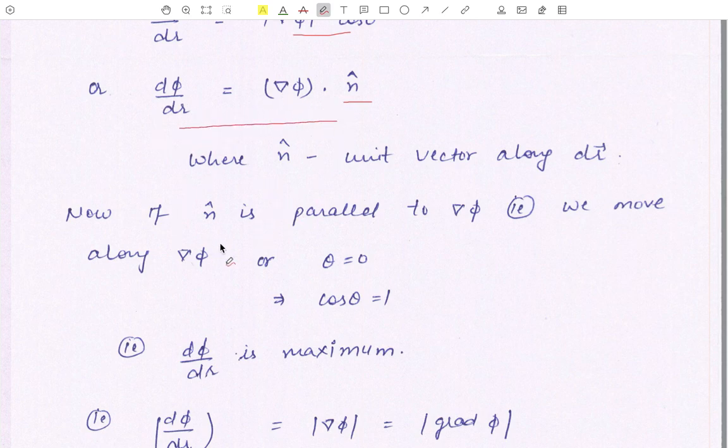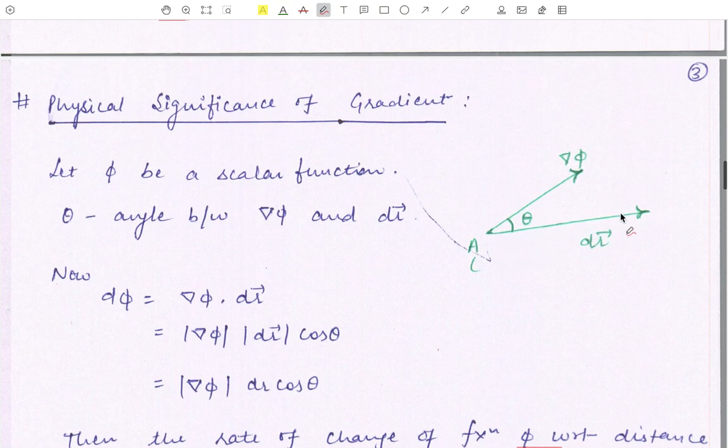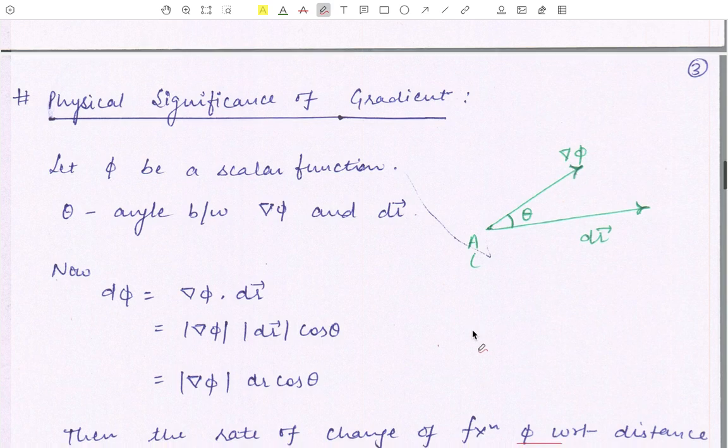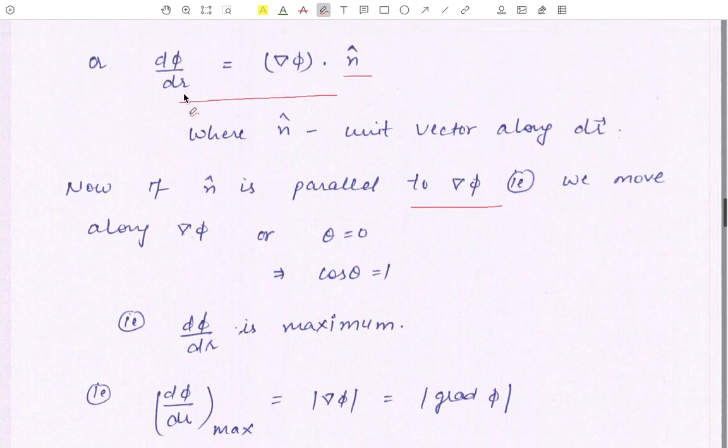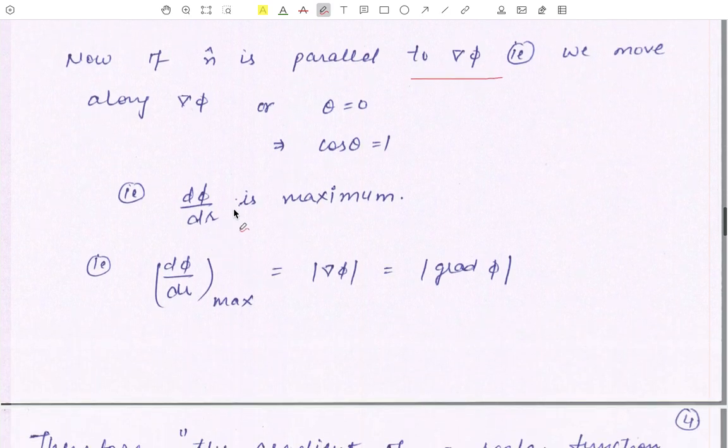Now we have two cases. The first one is that if our n vector is parallel to del phi, that means if our n vector, which is in the direction of the dr vector, is in the direction of del phi, that is a displacement and a gradient of phi are in the same direction, then what will the angle be? Zero, because it is the same direction, parallel. So the angle is zero, so cos theta is equal to 1, that means d phi by dr is equal to del of phi magnitude value. This is the maximum value of this d phi upon dr, and the maximum value is equal to the modulus value of the gradient phi.